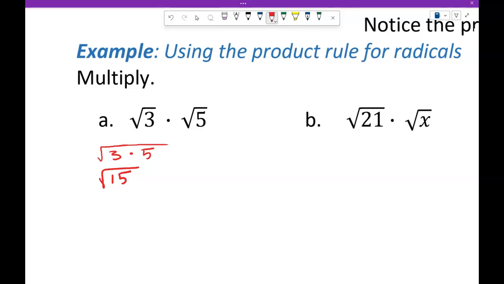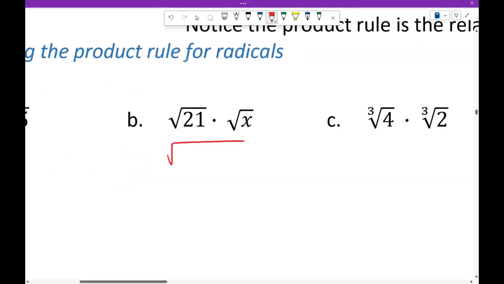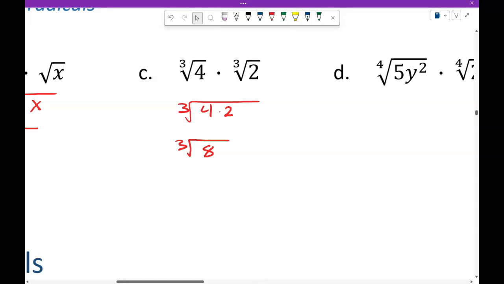If we're left with a radical that we can simplify, we would do so. Otherwise, we leave it in its exact notation unless rounding is specified. Square root of 21 times square root of x, which just leaves us square root of 21x. We have the same index even though it's third root, so we get the third root of 4 times 2, which gives us third root of 8. Now third root of 8 is a perfect cube, so we can get 2 as our final answer.